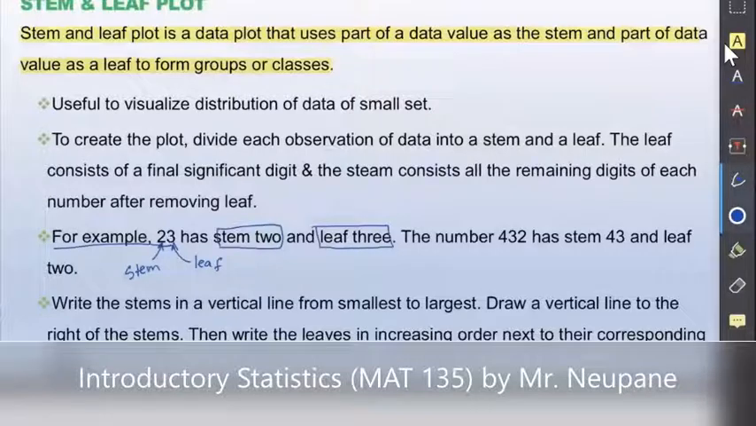So what we do is we use part of the data value as stem and the other part of the data value as leaf. The last digit is the leaf. For example, in the other one, 432, the last digit is the leaf. The leaf is 2, and then 43 is your stem. So we use part of the data value as a stem and part as a leaf, but more specifically, the last digit is the leaf. Any question there?